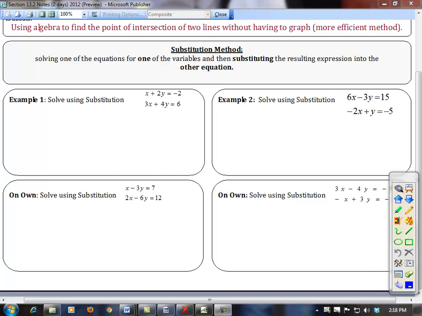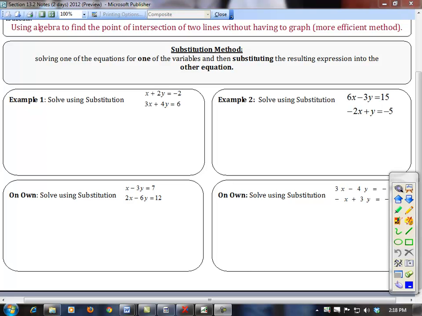Welcome to section 3.2. We're going to spend 2 days on this section like we did in 3.1. The first day we're going to talk about substitution, which is one method of solving. The second day we're going to talk about elimination. This is something that you did see in Algebra 1, so it should be somewhat familiar.